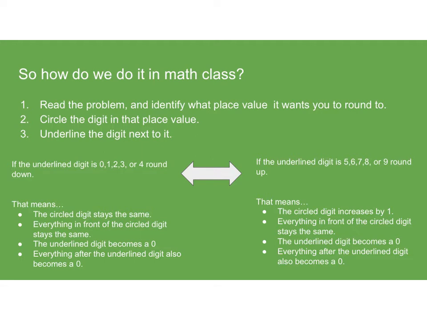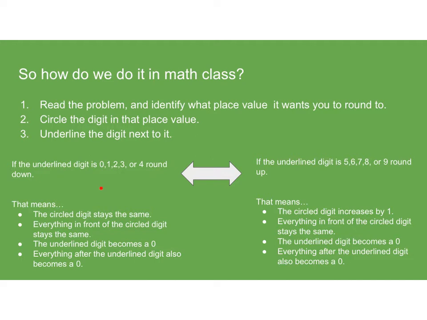So how do we do it in math class? There's some rules we have to follow. First, you read the problem and you identify what place value it wants you to round to. Circle the digit in that place value, and then underline the digit next to it. After that, you have some decision making.